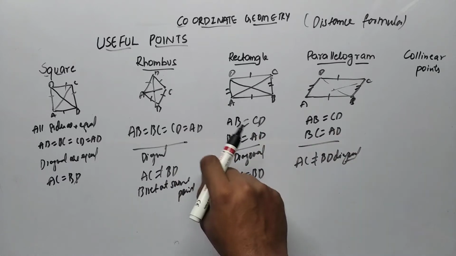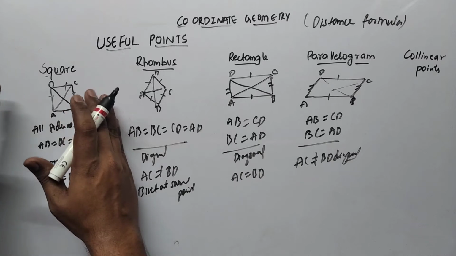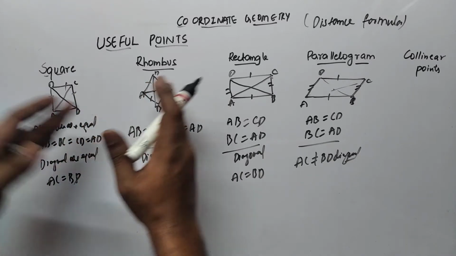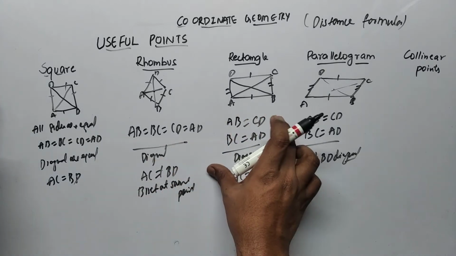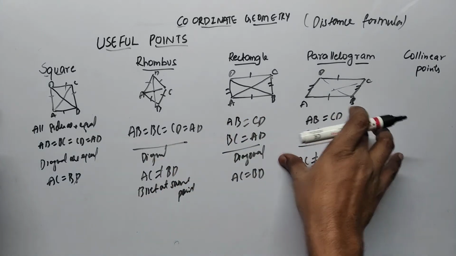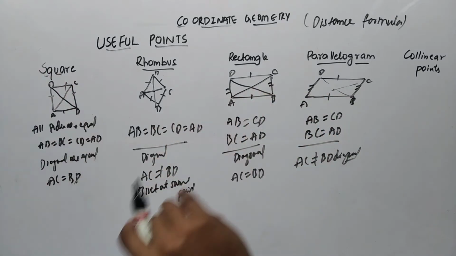Now, considering the properties, a square can be a rhombus, but a rhombus cannot be a square. Similarly, a rectangle can be a parallelogram, but a parallelogram cannot be a rectangle. So these are the properties among them.